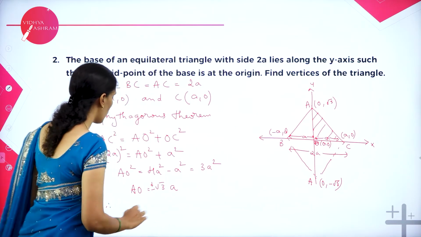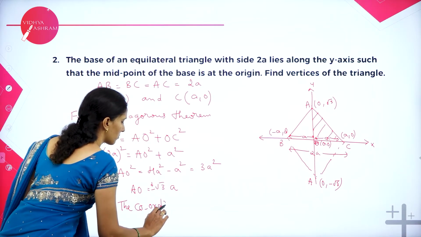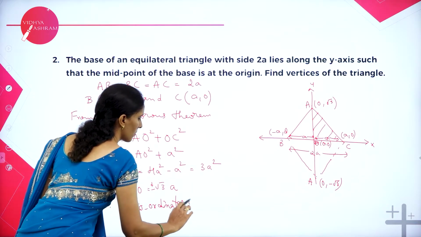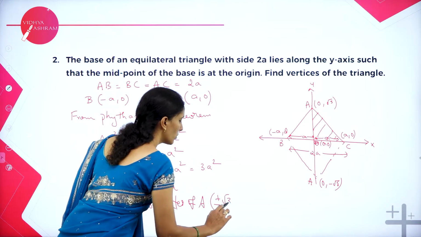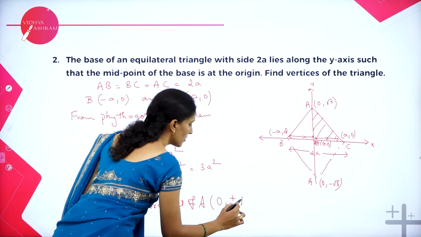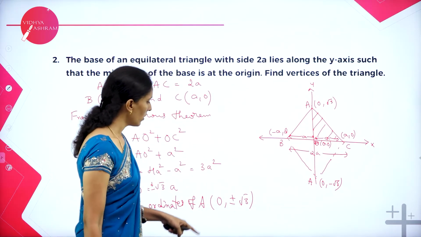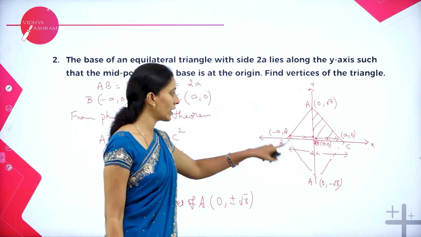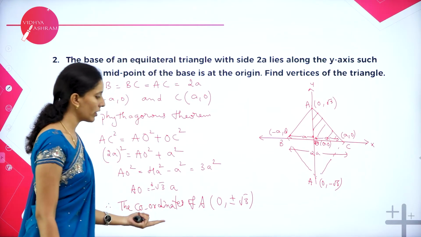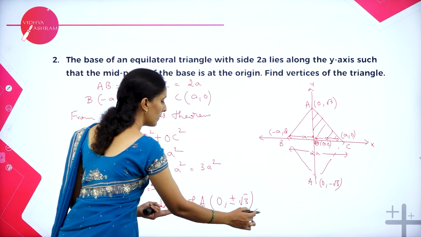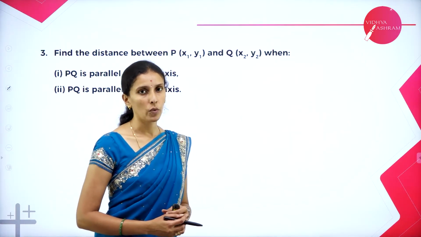So therefore, the coordinates of A is 0, plus or minus root 3 A. Why 0? Because on the y-axis the value of x is 0, and plus or minus depends on whether it is in the direction of the positive y-axis or negative y-axis. So therefore the coordinates of A is 0, plus root 3 A or 0, minus root 3 A. Next we have a question here.